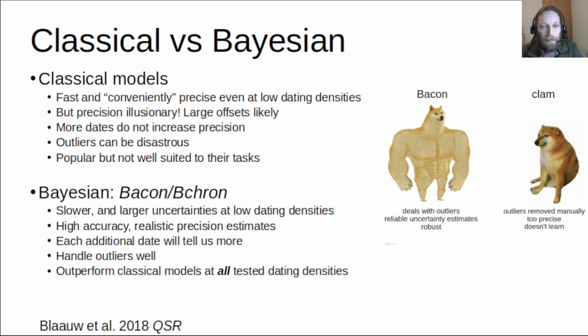So to summarize, your best bet is to go for Bayesian HDAT models, be they Bchron, or OxCal type models. And that's both for radiocarbon dates, but also if you want to use lead-210 dates or other types of dates.